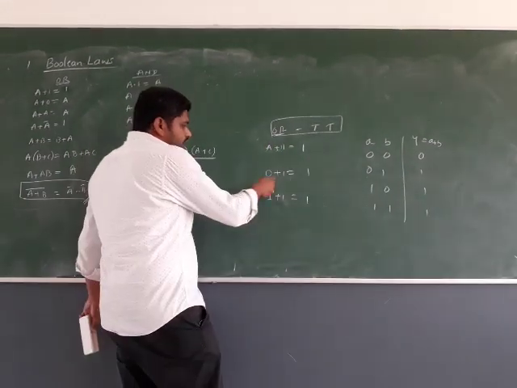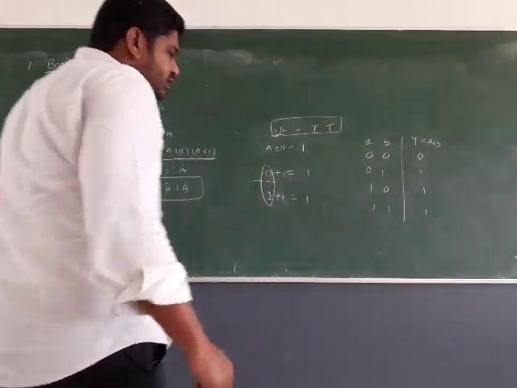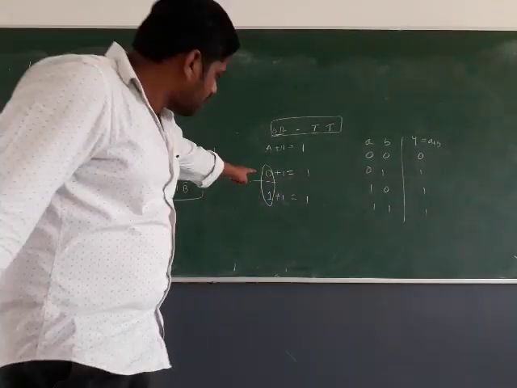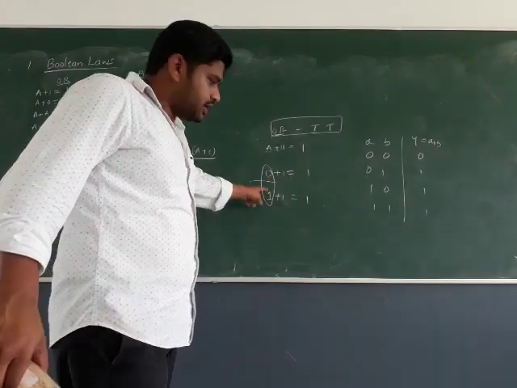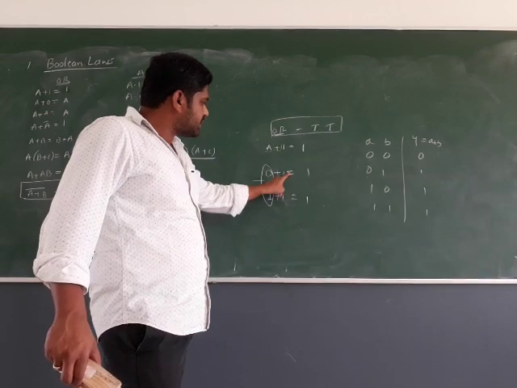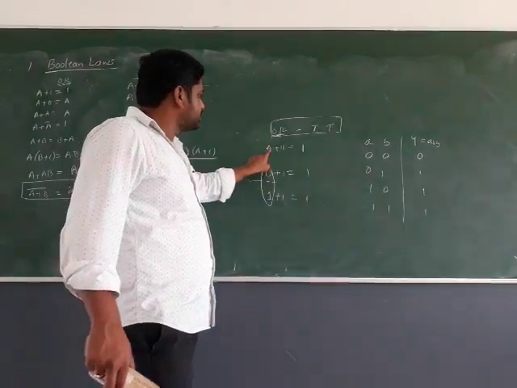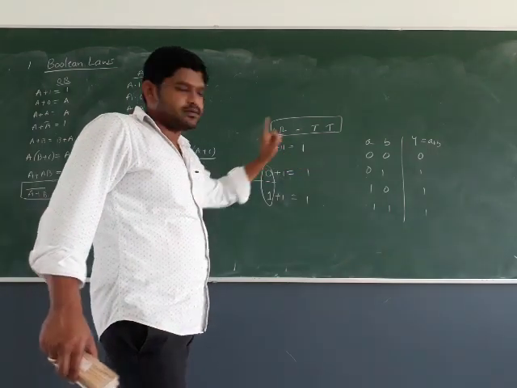That means either A can be 0, or A can be 1. In both the cases, if you do plus 1, the definite result is 1. Hence we write A plus 1 as 1.